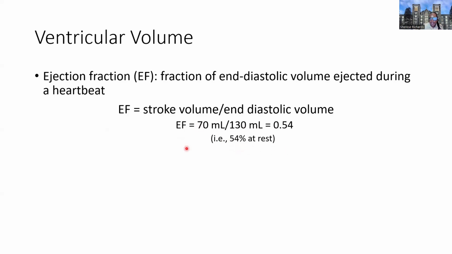Now, this is at rest, and this is going to go up during periods of exercise, during periods of exertion, and even in young folks and infants and children, athletes, we're going to see a higher number. Pregnant women may have a higher number. So this number can vary, but for someone at rest in a normal sort of stable or healthy state would be about 54%.